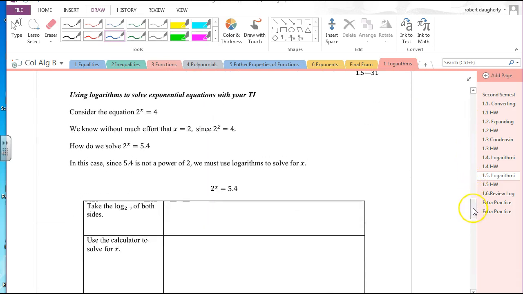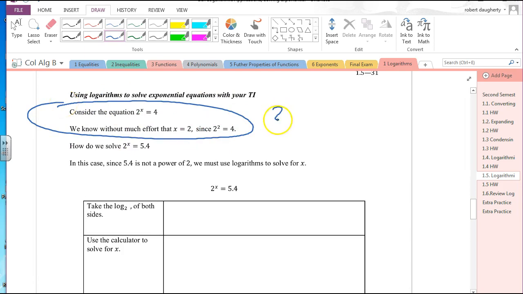Now, another skill that we need to have in our back pocket before we get to the next unit is how to solve for an exponent using logarithms, okay? So this is a problem that we did last semester. 2 to the x equals 4. Now that's pretty easy. What is x? x is 2. You know that 2 squared is 4. The other way of writing this is 2 to the x equals, I can write 4 as 2 squared. If 2 to the x equals 2 squared, then x has to be what? It has to be 2.